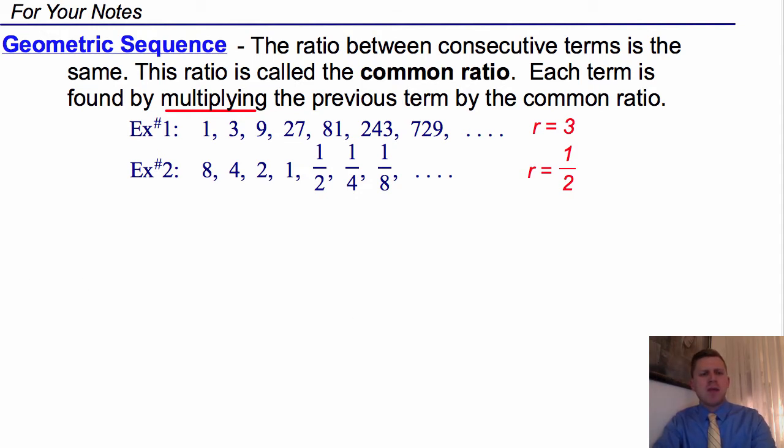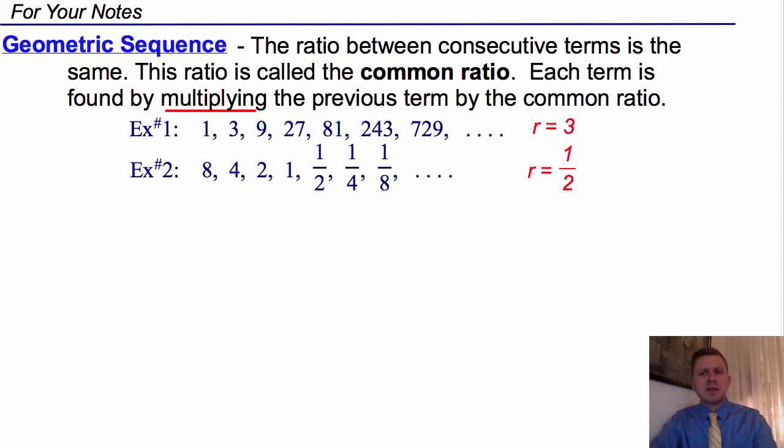If you're having a problem finding a common ratio of a sequence, you can always take any term and divide it by the previous term. 2 divided by 4 would be a half. I could have also taken these two terms, 4 and 8. If I take any term and divide it by the previous term, it gives me the common ratio. 4 divided by 8 was also a half. And you could see in example 1 that also works. 27 divided by 9, that's 3. That will always find you the common ratio.